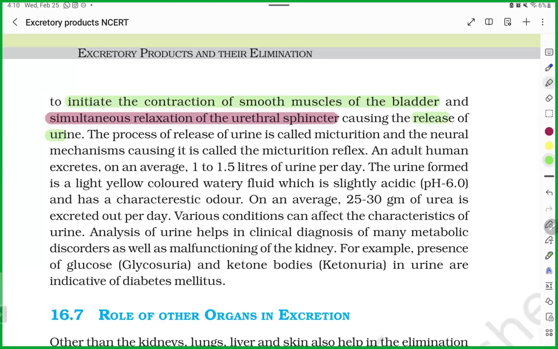The process of release of the urine is micturition. It should be urination, but it is micturition. And because the nervous system is involved in this mechanism, that's why it is known as the micturition reflex. Nervous system is involved, micturition reflex.